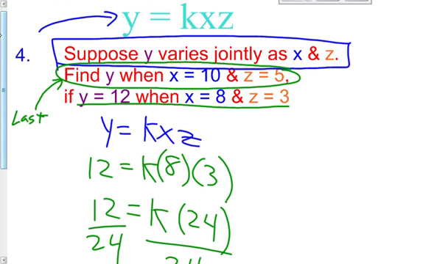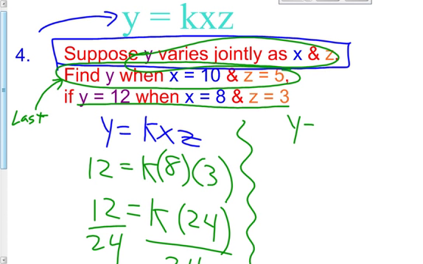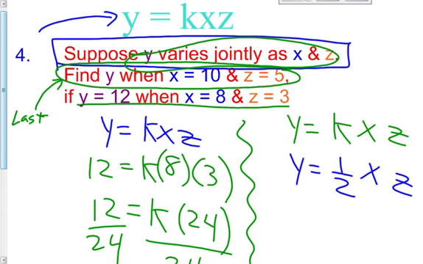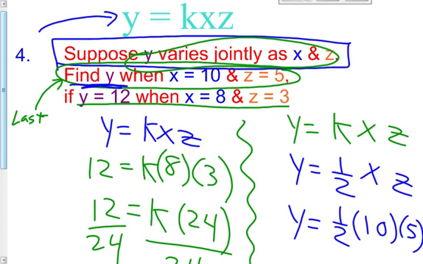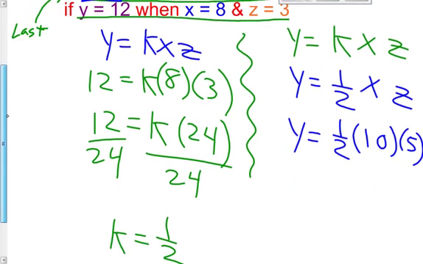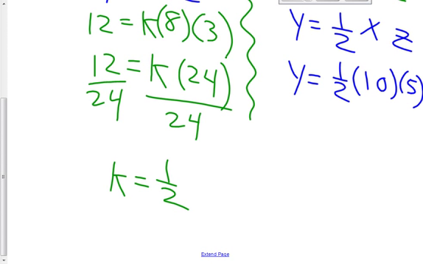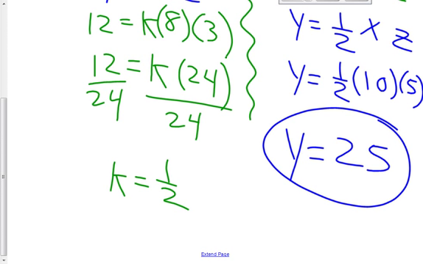So now, being that y varies jointly with x and z, if y equals k times x times z, and k is 1/2, y equals 1/2 times x times z. We're now going to find y when x is 10 and z is 5. So y equals 1/2 times 10 times 5. Multiply all three of those by each other. Half of 10 is 5, and 5 times 5 is 25. Y equals 25. And this is our answer.